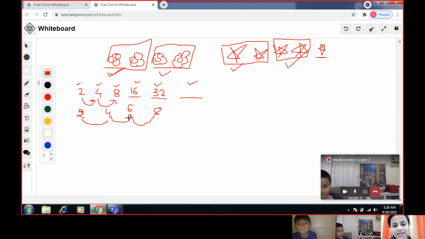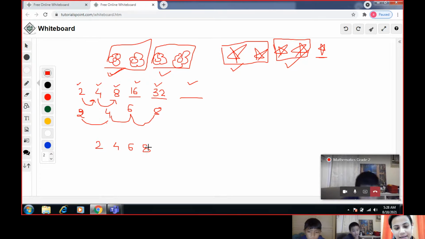Okay, so these are the differences. Wait, let me give you the small number. See here, see another difference. 2, 4, 6, 8. Now it's easy.